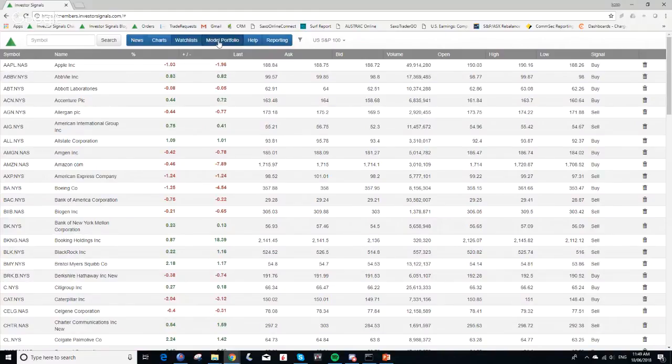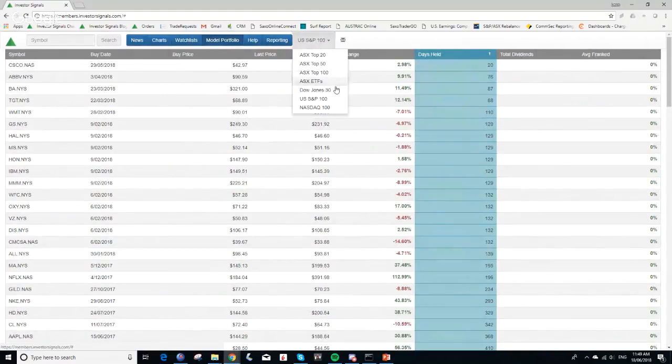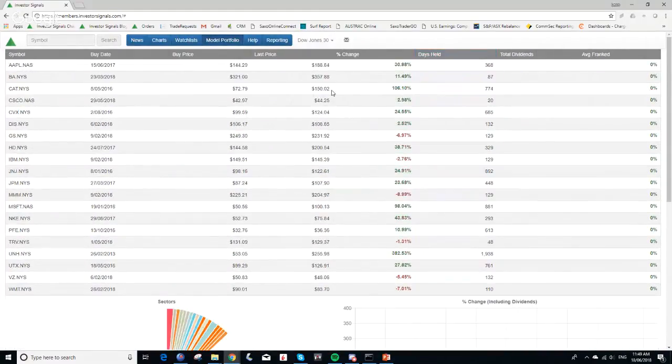Okay, so let's go on to the model portfolio and have a look within the Dow Jones 30, which stocks are in the model at the moment. Now, the first thing that stands out when we load up this Dow Jones 30 is the increased number of holdings compared to, say, the ASX models. So currently the ASX 20, 50, 100 are carrying roughly 50% or slightly below 50% of the stocks that are in the model.